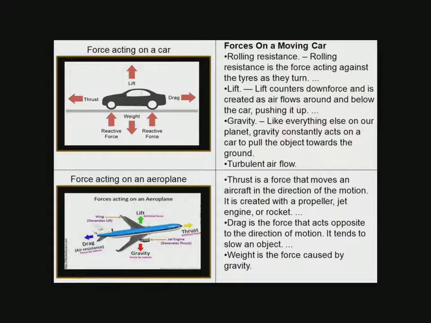Force acting on an aeroplane. Thrust is a force that moves an aircraft in the direction of the motion. It is created with a propeller, jet engine, or rocket. Drag is the force that acts opposite to the direction of motion. It tends to slow an object. Weight is the force caused by gravity.